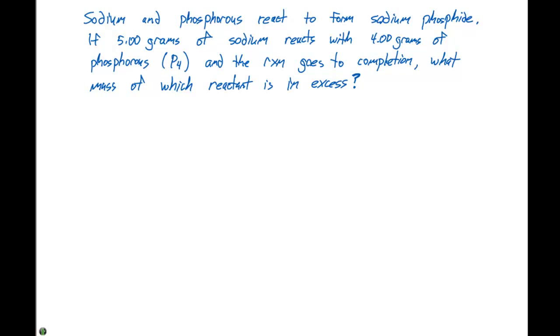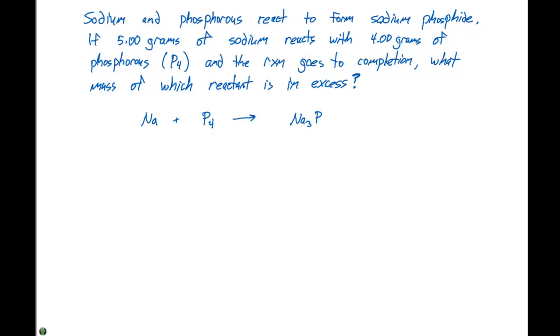So first of all, we have to figure out what the limiting reactant is and what the excess reactant is. In order to do that, we must first balance the chemical equation. Here we have sodium, and we're going to react that with phosphorus, which exists in multiple forms. It's given in the problem that it's P4, and this is going to give us sodium phosphide. Now remember that sodium has a +1 charge, and phosphorus, when it forms an anion, has a -3 charge, so our formula is going to be Na3P.